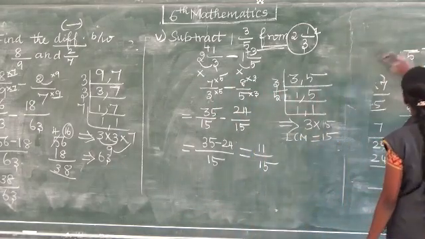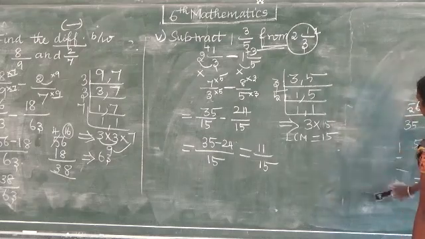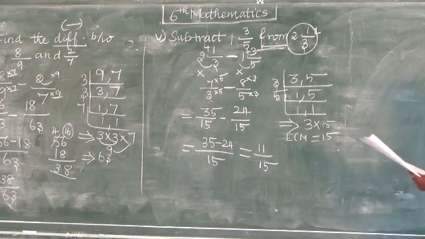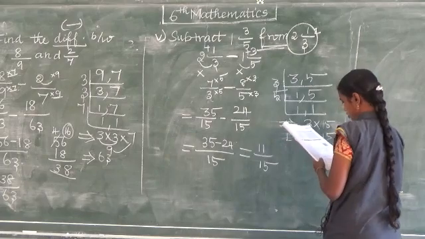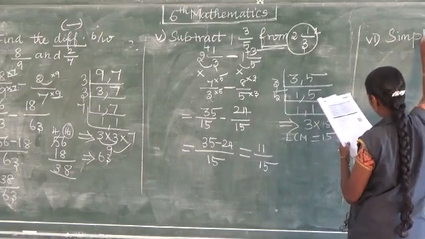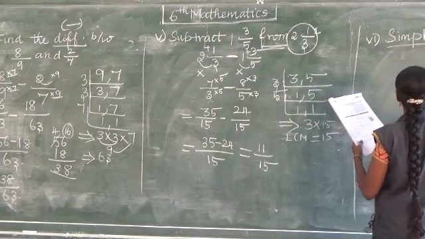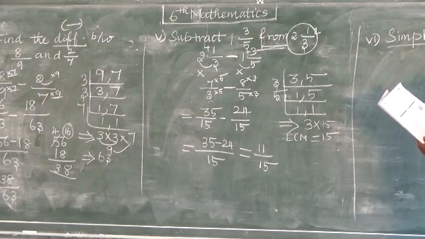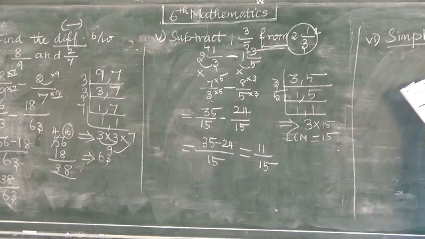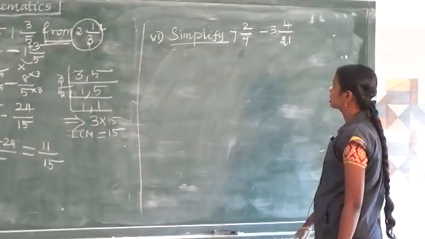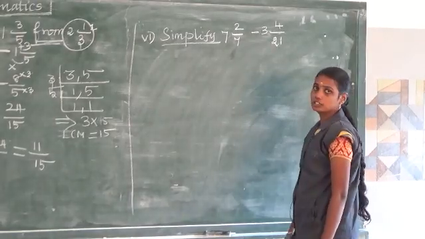Next, option 6. Simplify: 7 2/7 minus 3 4/21.